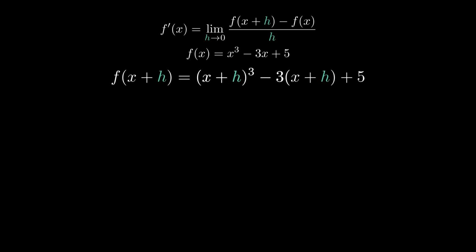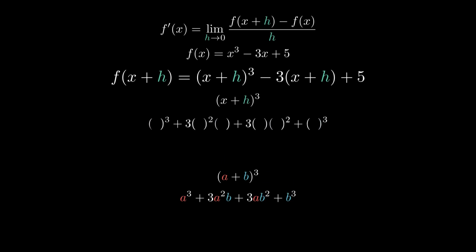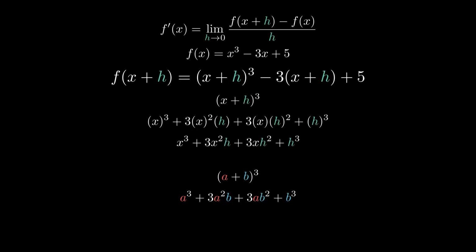So if we wanted to expand x plus h cubed, we can use this formula which states if we have a binomial in the form of a plus b cubed, that expands to a cubed plus 3 times a squared times b plus 3 times a times b squared plus b cubed. In this case, our a is the x and the h is the b. So we're going to plug in x and h into the a and b. And when we do that, that'll leave us with x cubed plus 3 times x squared times h plus 3 times x times h squared plus h cubed.